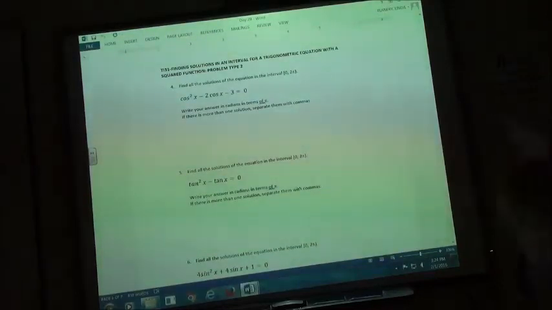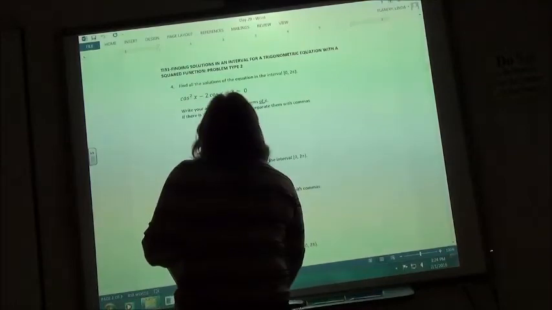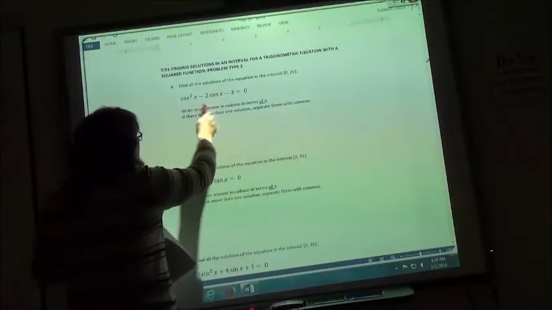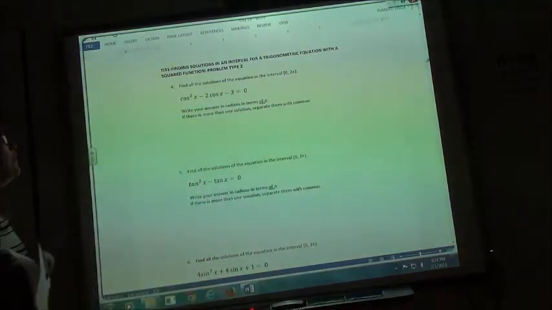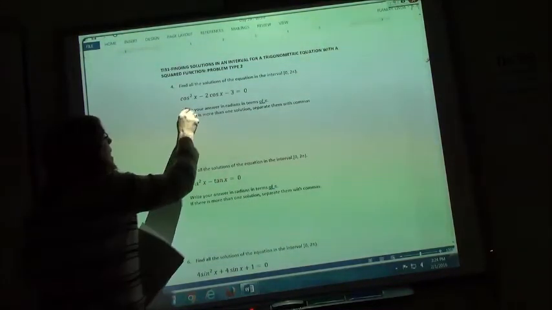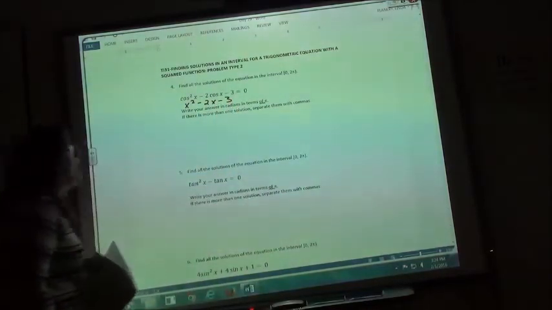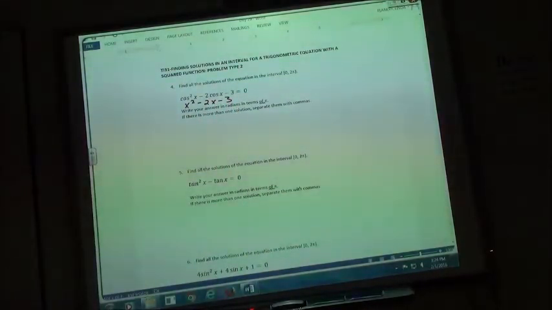4, 5, and 6, we are finding solutions in an interval for a trigonometric equation with a squared function again, but this time we want to think about it in the form of a quadratic equation. So if I take out the word cosine, I would have x squared minus 2x minus 3. And I want to think about how I would factor that.